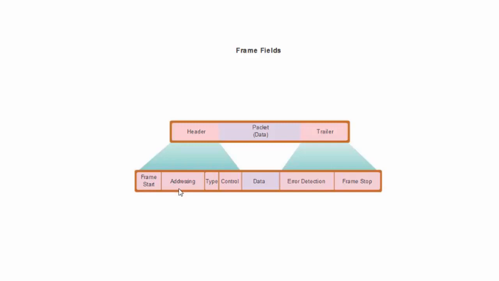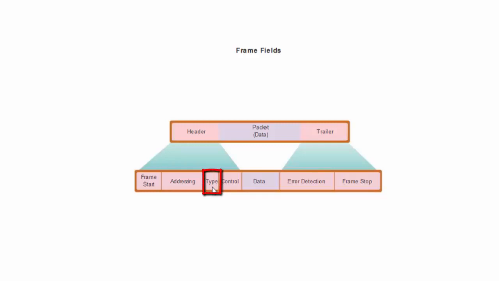After the frame start comes the addressing, and the addressing here is very important to identify the node or the host or the workstation on the network that this frame is targeted to. And it also includes the source address, in case of any error during transmission we need to send back the frame to the source.